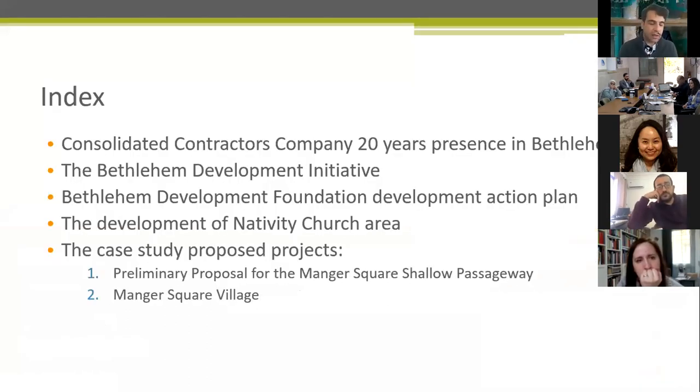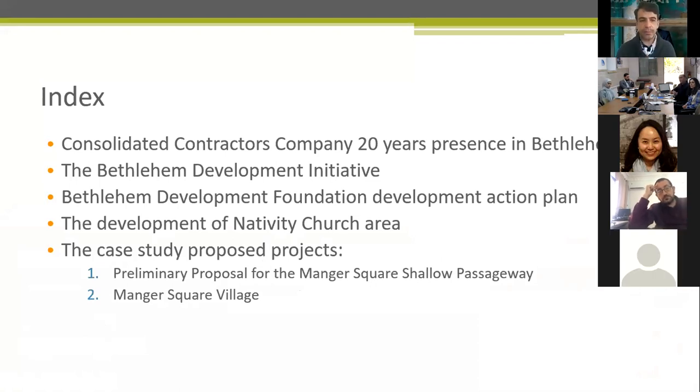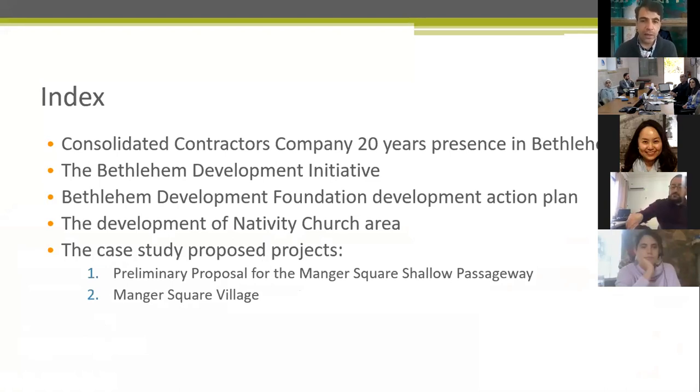Okay, as I told you previously, these are the main points we'll be talking about for the next 20 minutes. Hopefully we'll manage to complete the presentation, noting the time limitations. We'll talk about the Consolidated Contractors Company, 20 years presence in Bethlehem region, about the Bethlehem Development Initiative, the Bethlehem Development Foundation, which is the implementing arm of the Bethlehem Development Initiative, and about the development of the Nativity Church area we were involved in. And last, we will present to you the two case studies projects we proposed for the development of the area.